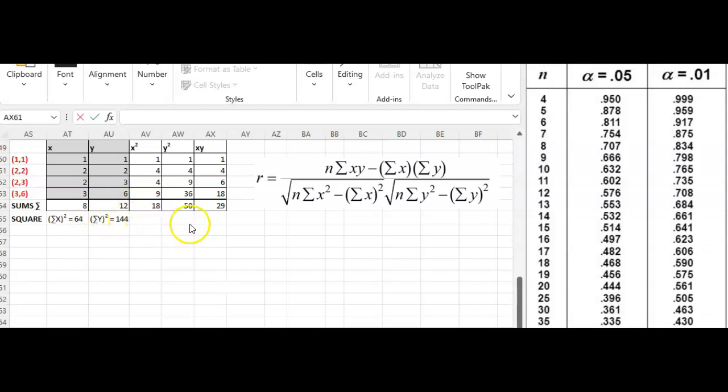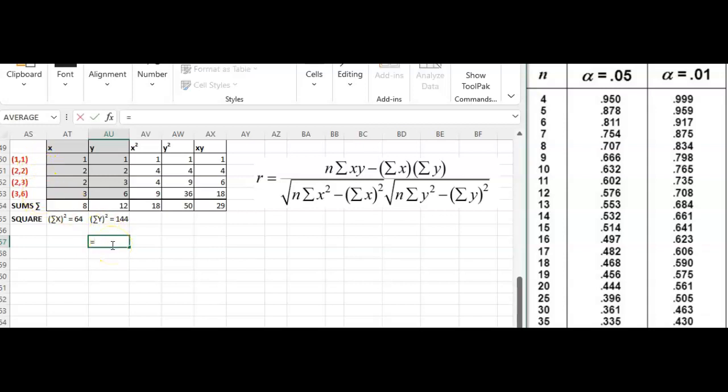So now basically we have all the numbers that we need to plug into this formula. So we're going to start with the numerator, which is the top. And I'm going to use Excel because I'm here, but you could use a calculator, whatever you want. N, as hopefully you remember, is always our sample size. So it's how many ordered pairs do we have? So N is 4 because we have 4 sets of ordered pairs.